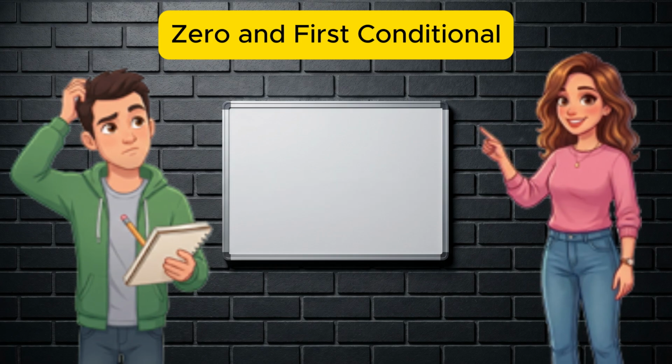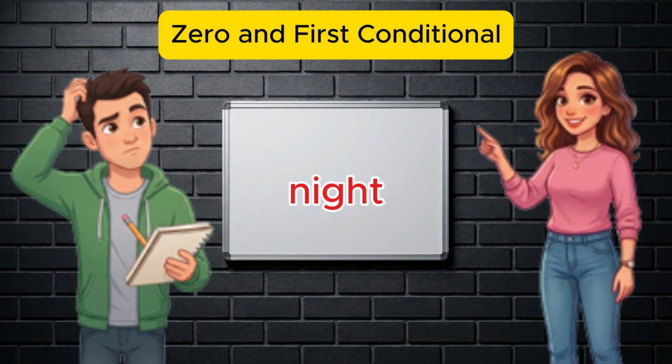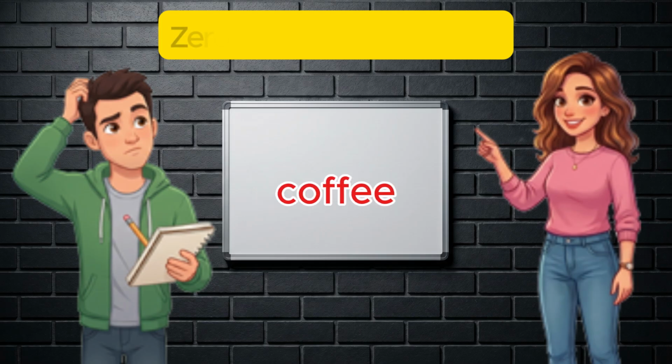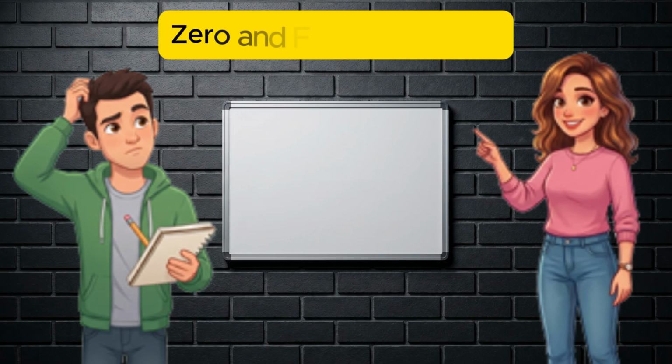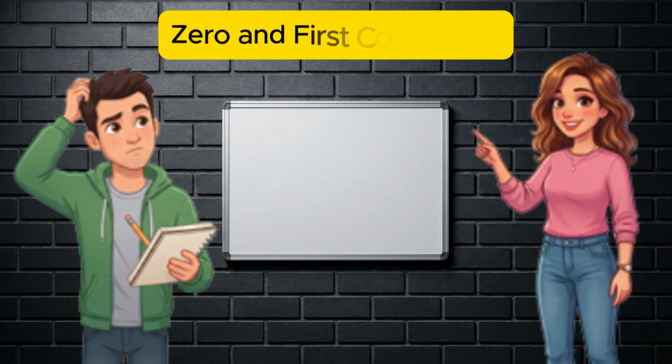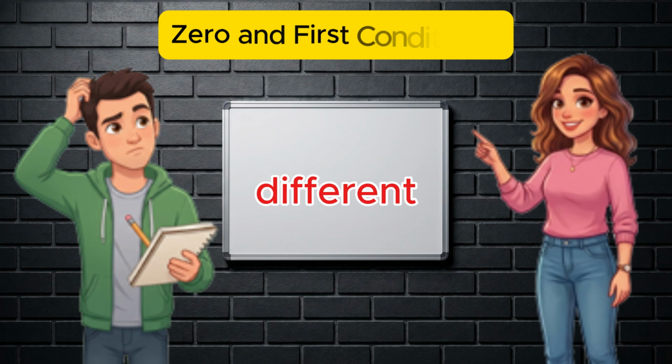The structure is simple. If plus present simple, present simple. So, if I drink coffee at night, I can't sleep? Perfect example. That's your personal fact, your habit. Do you really have trouble sleeping after coffee? Oh, yes. Last week I had an espresso at 8 p.m., and I was awake until 3 in the morning. That sounds terrible.